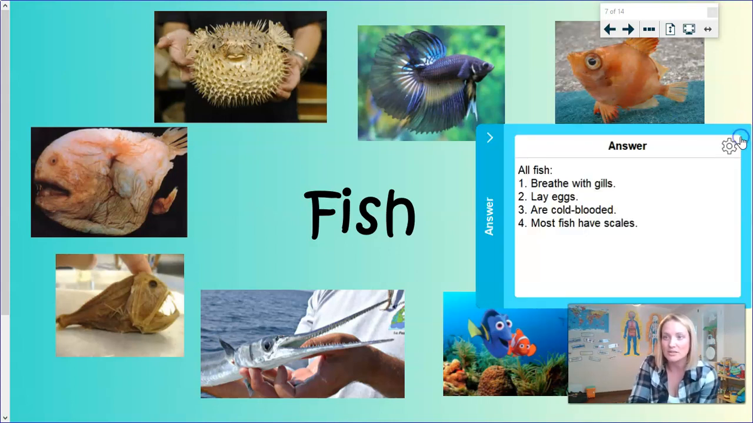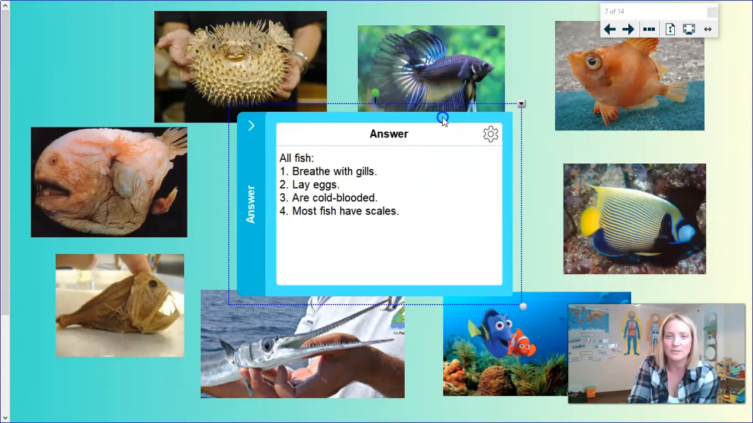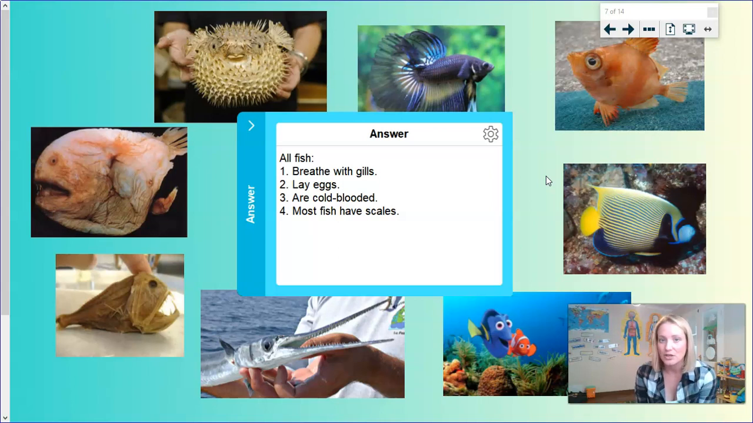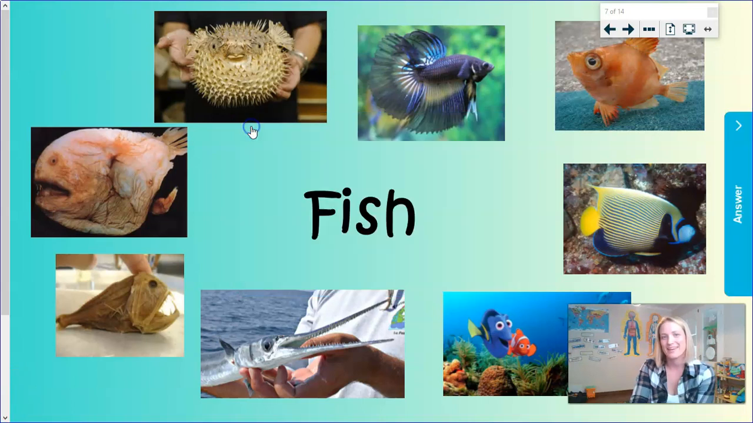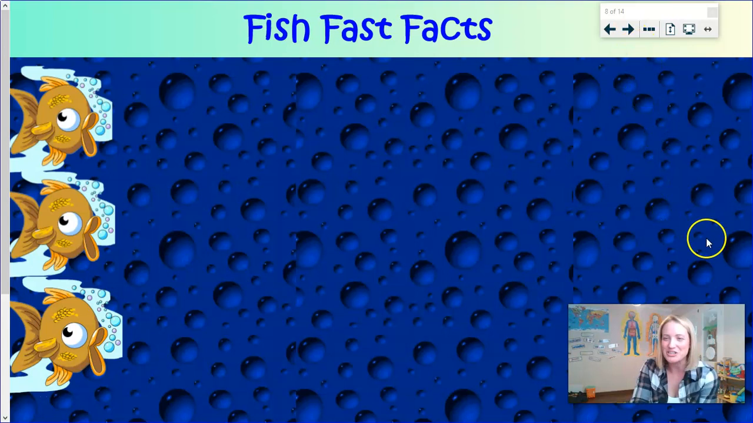So what does make a fish a fish? Well, it's these 4 things. All of the fish breathe with gills. They lay eggs. They're cold-blooded, and most of them have scales. Now, I thought you'd at this point like to hear some fun facts about fish that I found when I was researching for this lesson.